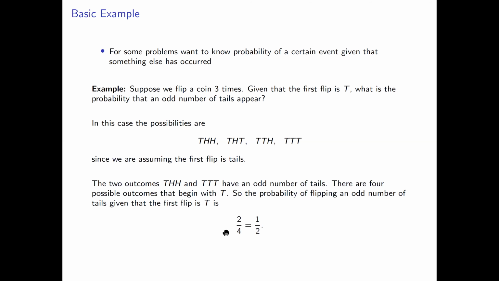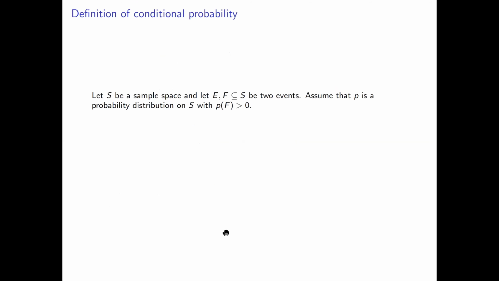The idea is, instead of looking at the whole sample space of all sequences of 3 coin flips, we've restricted our attention to the subset where we're only looking at events that begin with a tail, and we treated that as our new sample space when we calculated the odds. This is basically how conditional probability works. And so what we're going to do now is go through the formal, or rigorous, definition.